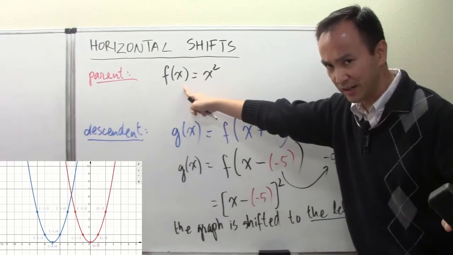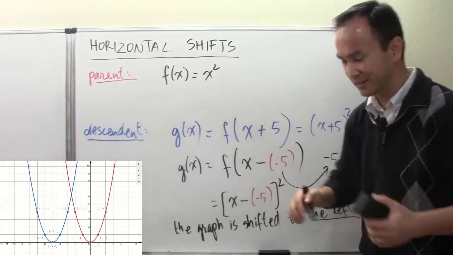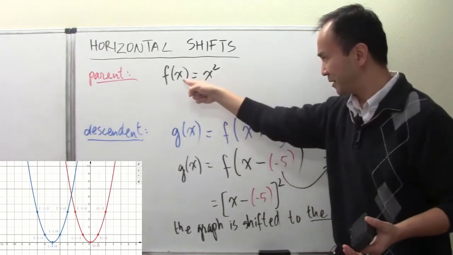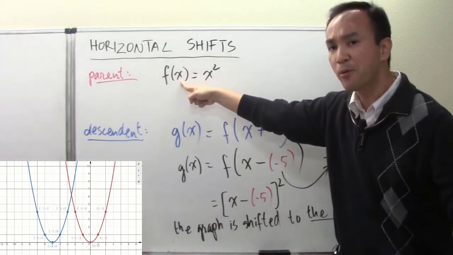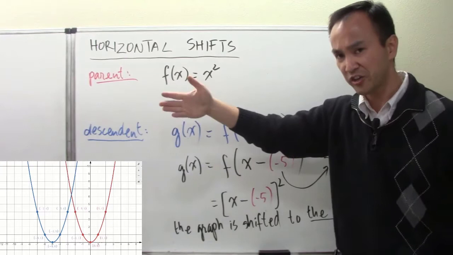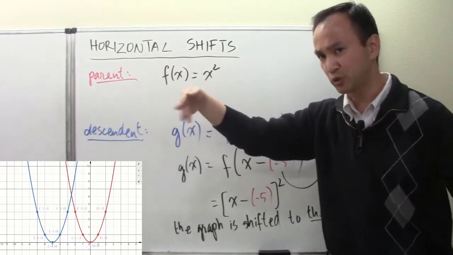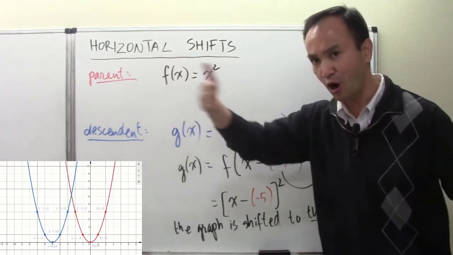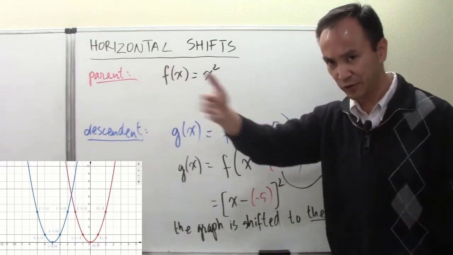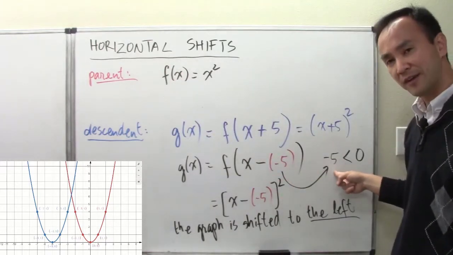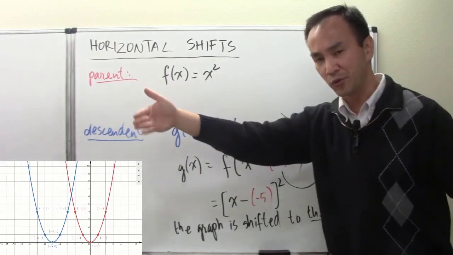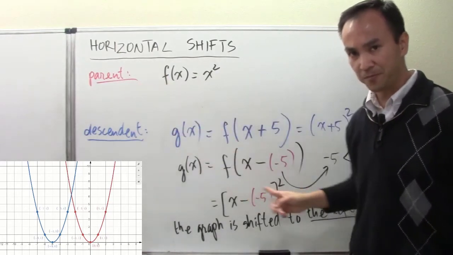At this point, we start forming that generality. We're putting into the input of the parent function an expression where x subtracts a value. That's going to cause some shifting left or right. Shifting left whenever we subtract a negative value, shifting right whenever we subtract a positive value.